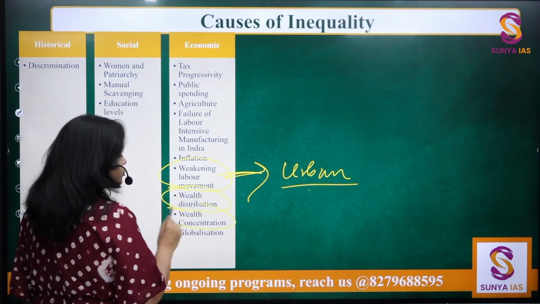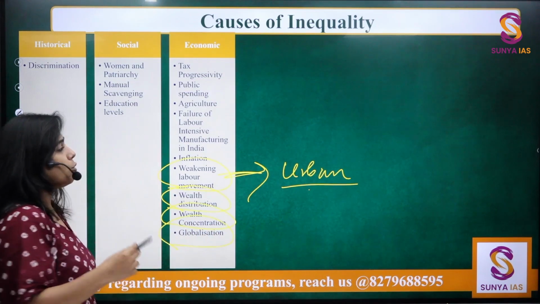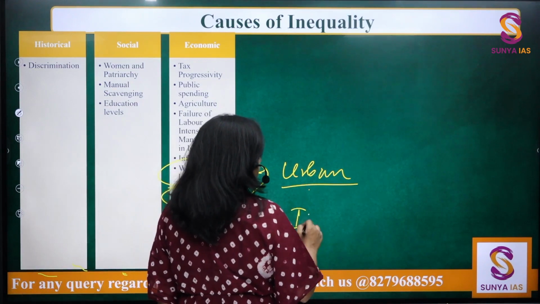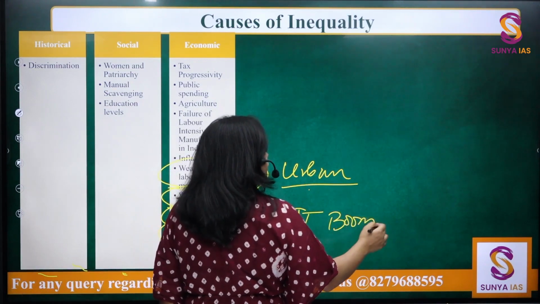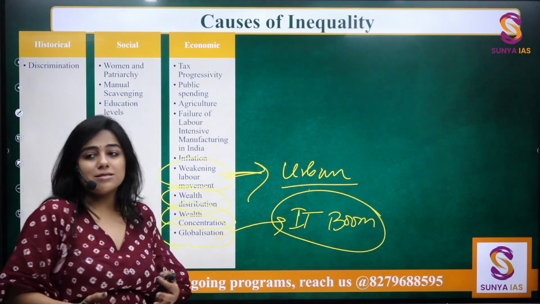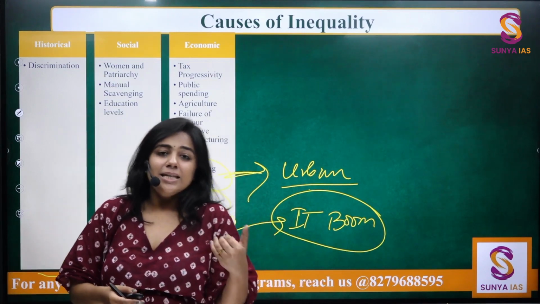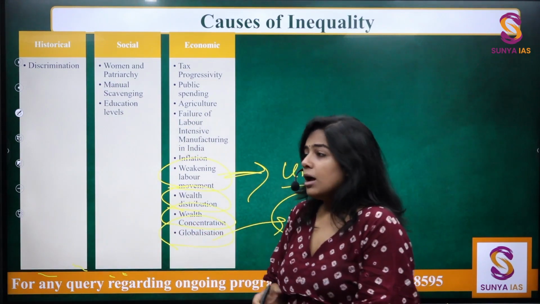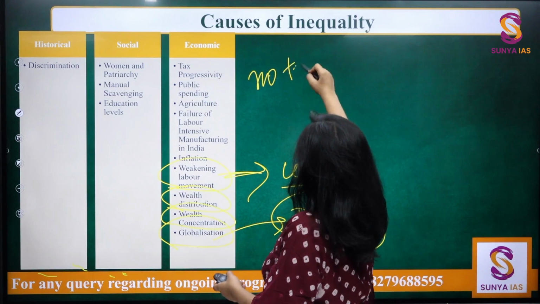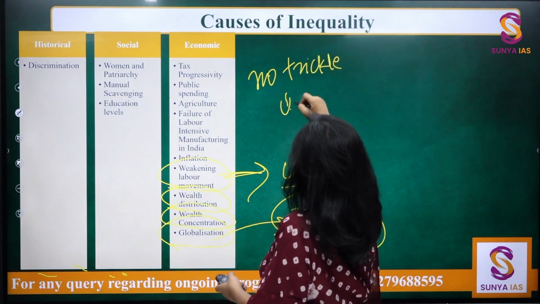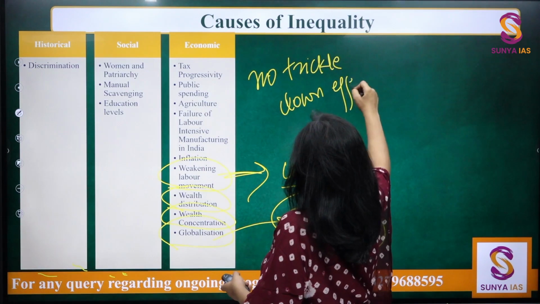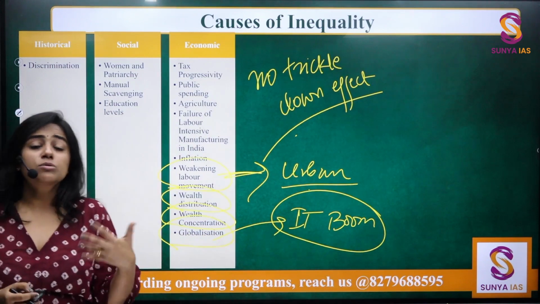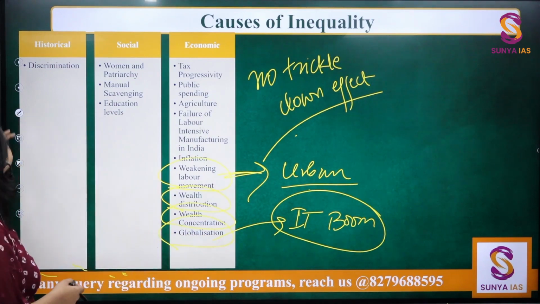There is wealth concentration, and overall globalization also is a reason, because since the service sector boom, since the IT boom, the few people who had the skills, the digital skills, the IT skills, gained massive income, which is not a bad thing, it is a good thing. But there was no trickle down effect. There was no trickle down effect. And when there is no trickle down effect, that is the time when you actually lose faith in the system of the economy.